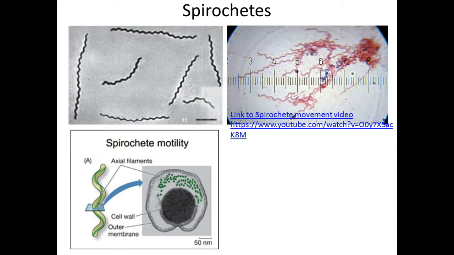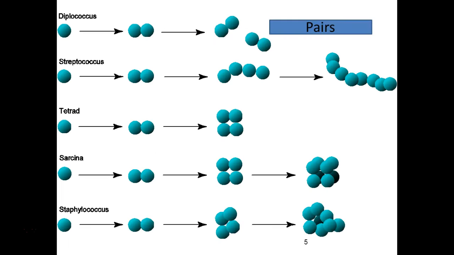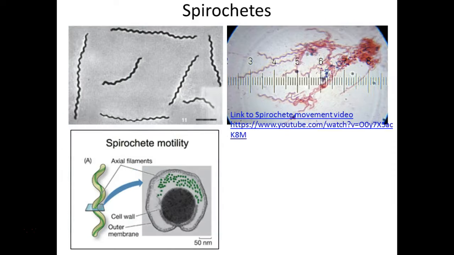Okay, so your book doesn't really talk about these guys in the shape category. So I put it before it. So these are spirochetes, and we'll talk about these guys a couple of times. These guys are really cool. Under the microscope, they look like these really tight zigzag lines. If you were to look at them in 3-dimensional space, they're helical. Like a spiral staircase, a slinky, like DNA.